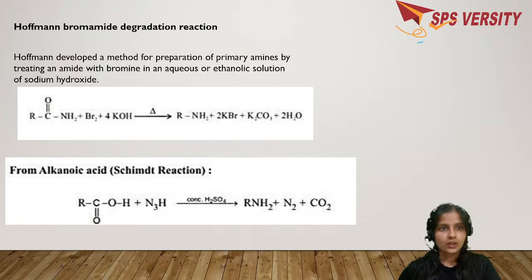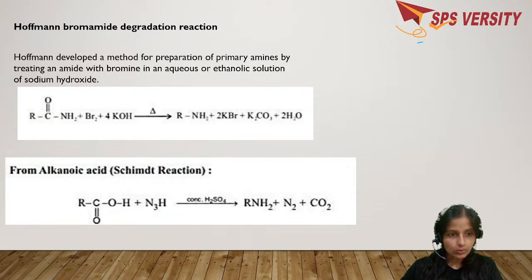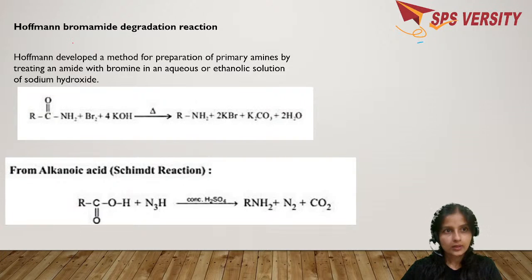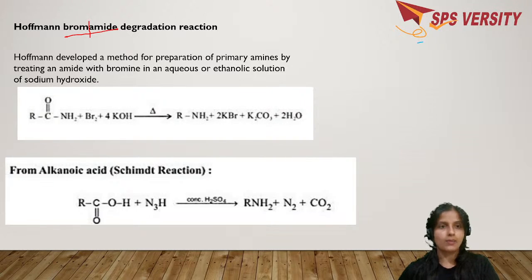Easy to remember. In case of the Hofmann bromamide reaction, what you have as the starting material is a combination of two words. One is bromine, the other one is amide. When amides are treated with bromine in the presence of alkali, and when they are heated, corresponding amines are obtained. So the primary amines are obtained at the end of the reaction.